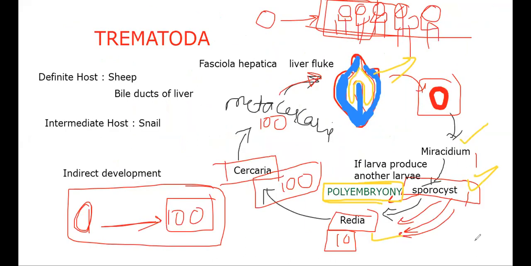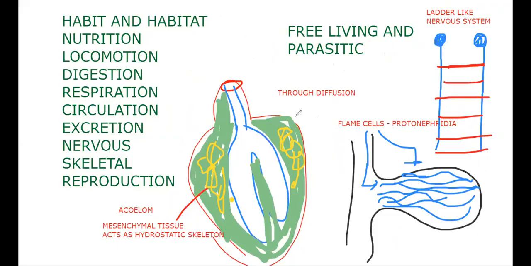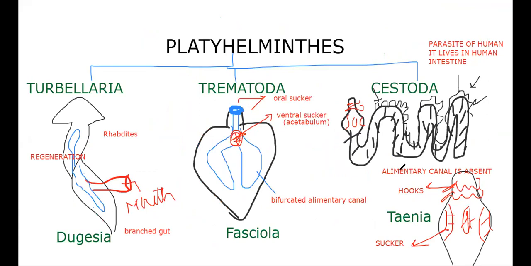And in case of Trematoda also, as I said earlier, two suckers are present. Hooks are present only in Cestoda. In Trematoda, two suckers are present. In Cestoda, four suckers are present along with the hooks, because they are parasites. Okay, so let's go back.